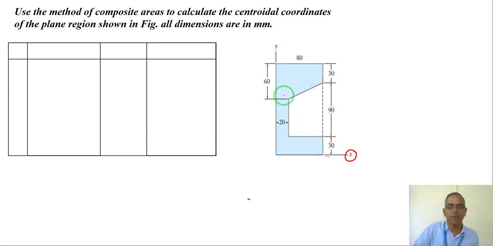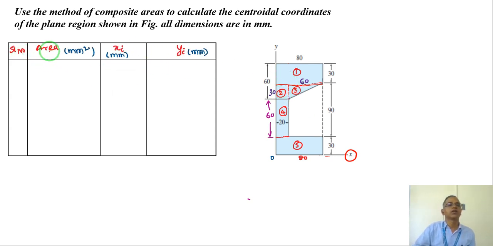So I should make a number of areas, like this much rectangle, area 1, and this is another small rectangle which is area 2. Here forms another triangle, area 3. Here forms another rectangle, area 4. Here forms another rectangle, area 5. So I got 5 areas. So just fill in the table: the area, xi and yi.